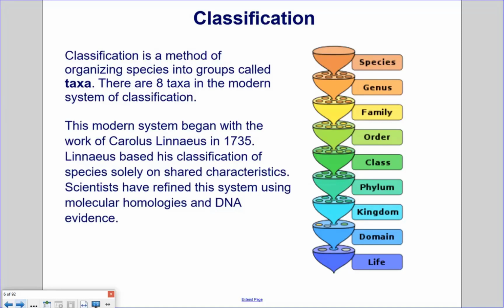This modern system began with the work of Carolus Linnaeus in 1735. Linnaeus based his classification of species solely on shared characteristics. Scientists have refined the system using molecular homologies and DNA evidence.